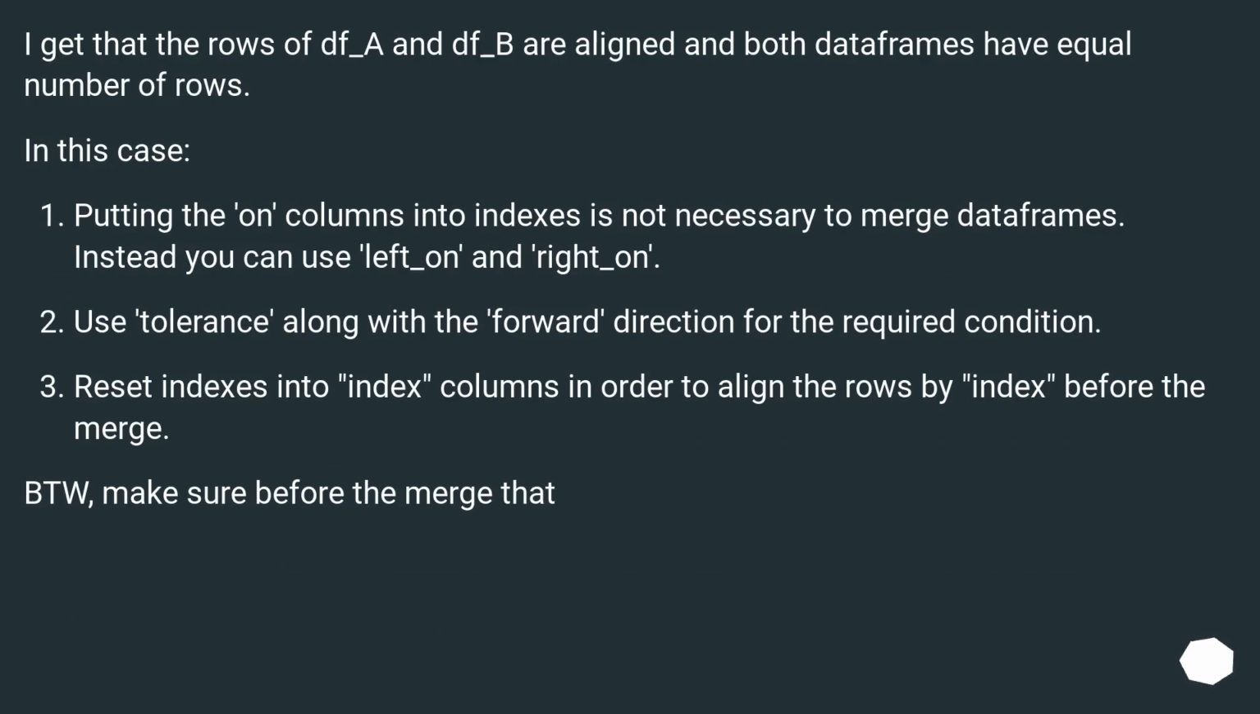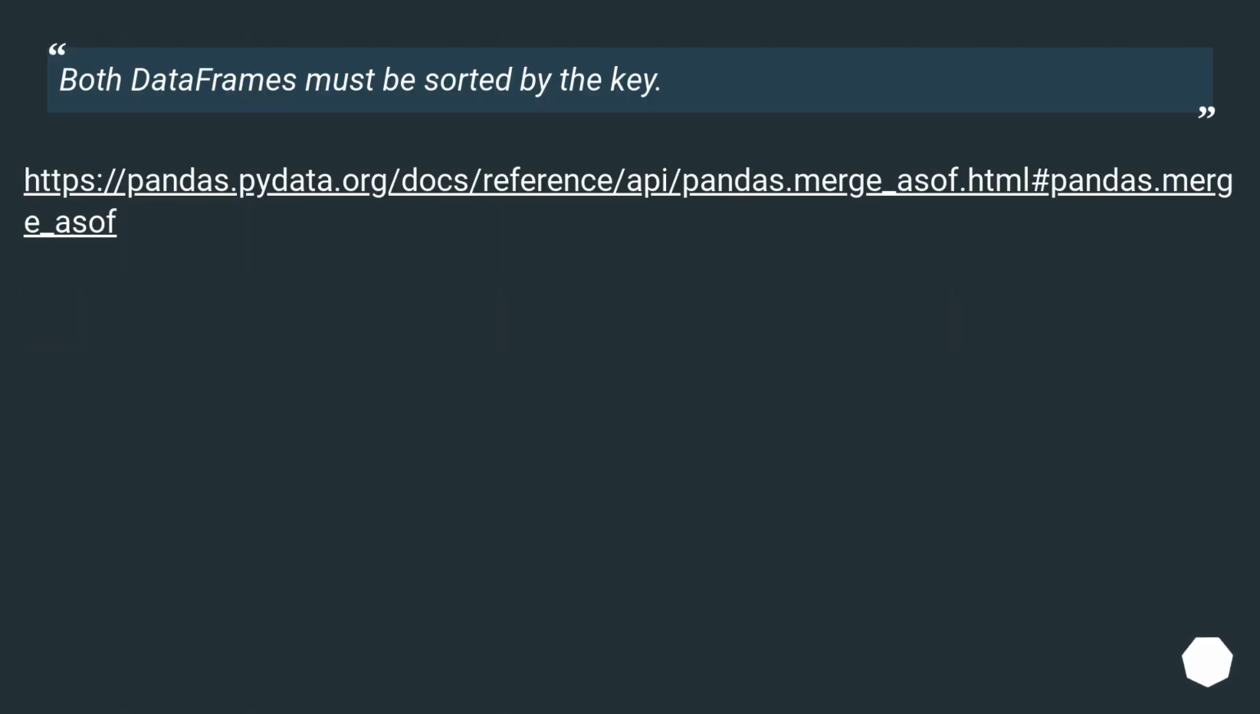I get that the rows of df_a and df_b are aligned and both dataframes have an equal number of rows. In this case, putting the on columns into indexes is not necessary to merge dataframes. Instead, you can use left_on and right_on. Use tolerance along with the forward direction for the required condition. Reset indexes into index columns in order to align the rows by index before the merge. By the way, make sure before the merge that both dataframes are sorted by the key.